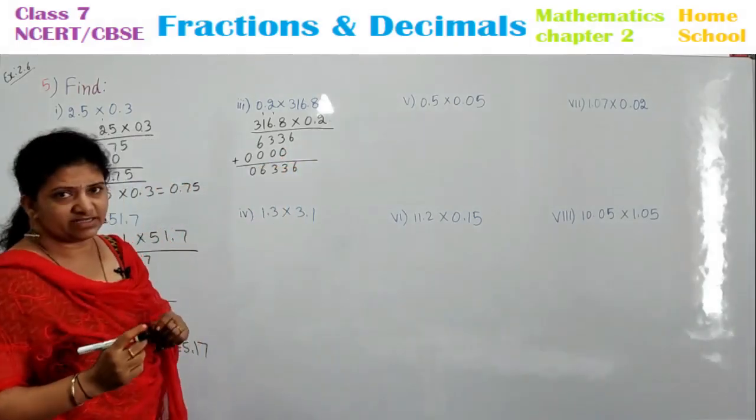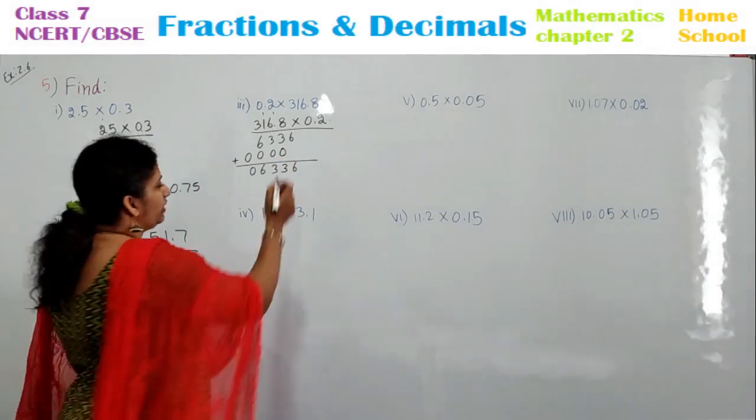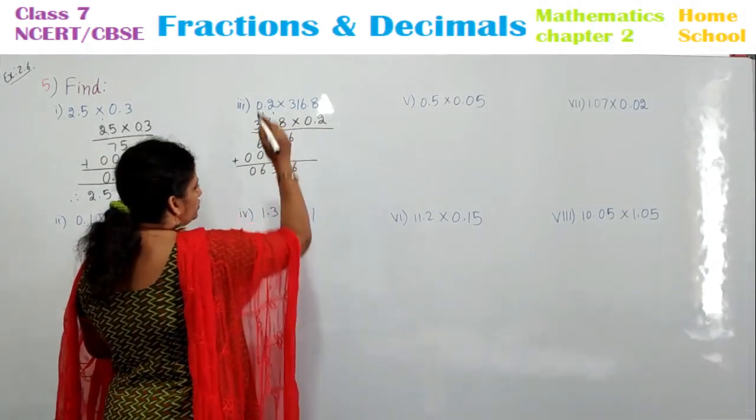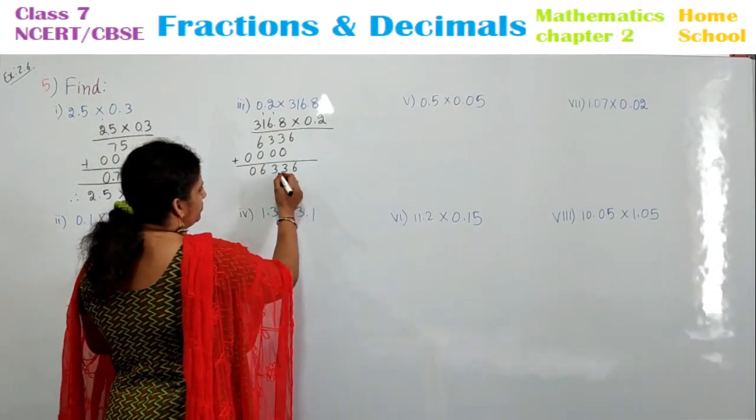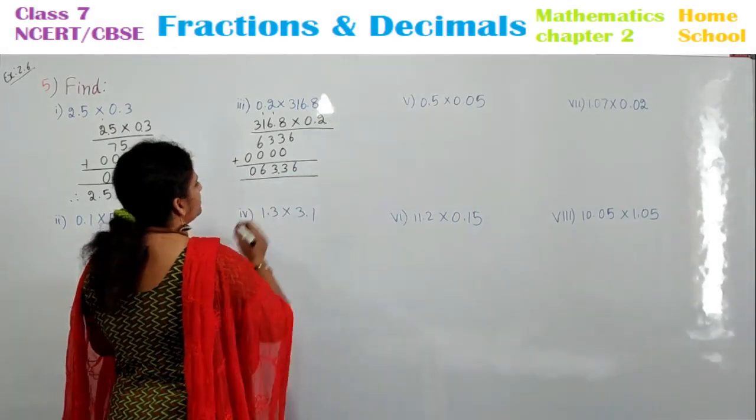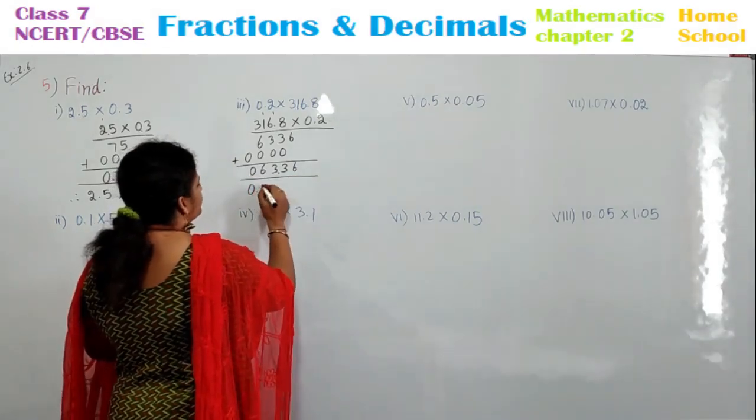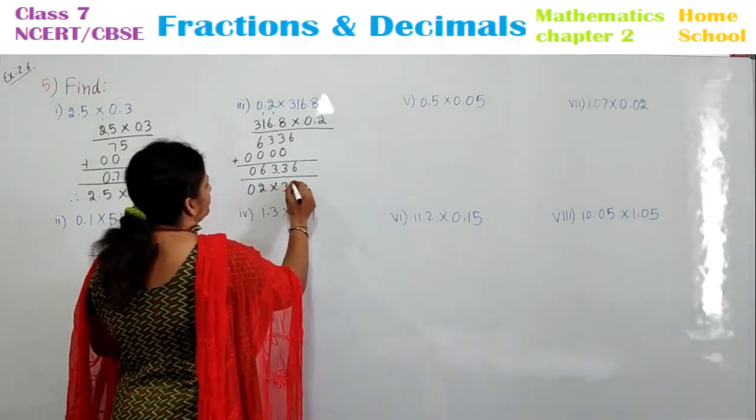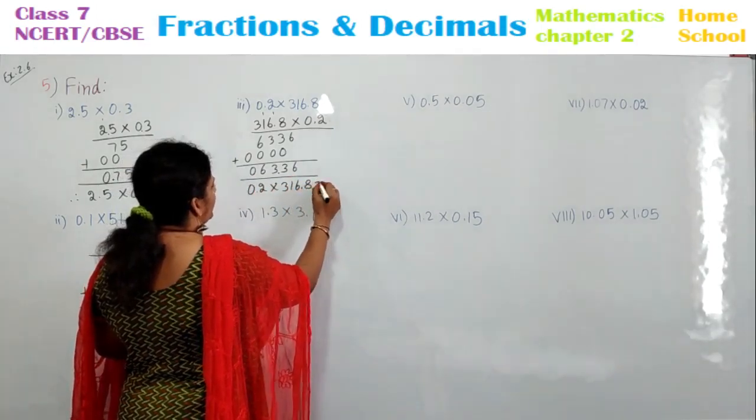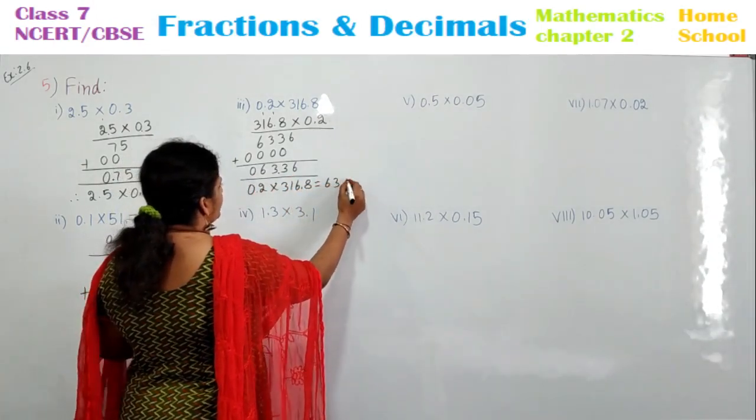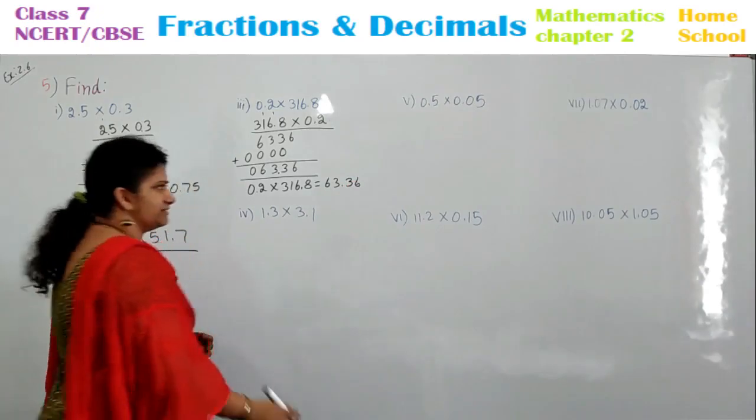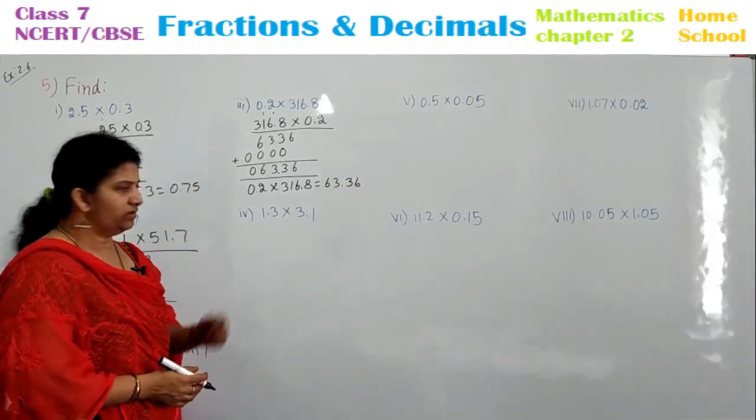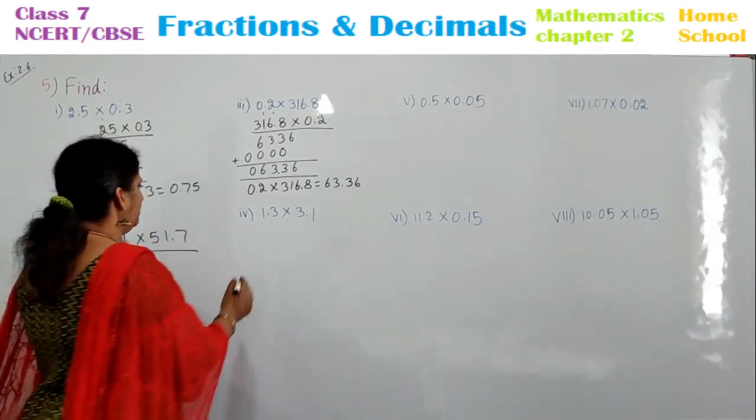Now where shall I place the decimal point here? Look here carefully. 1, 2. So in the answer, 1, 2, put a point. Finished. So finally your answer is 0.2 into 316.8 is equal to 63.36. Okay. So move to the fourth one here.